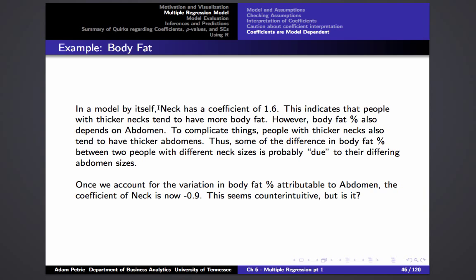Well, in a model by itself, the coefficient's positive, indicating that people with thicker necks tend to have more body fat. This is something we know. However, one thing about body fat percentage is that it also varies with a lot of other factors. It depends on someone's abdomen circumference, for instance. And to make things more complicated, unfortunately, someone's neck circumference and abdomen circumference change simultaneously. People with thicker necks also tend to have thicker abdomens. So some of the difference in body fat percentage between two people with different neck sizes is probably due to them differing in abdomen sizes as well.